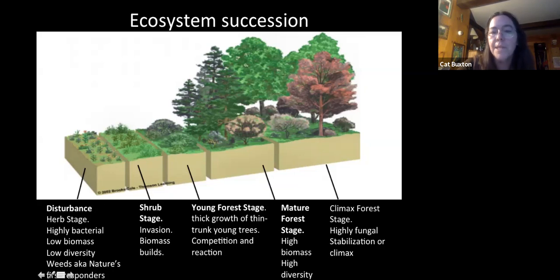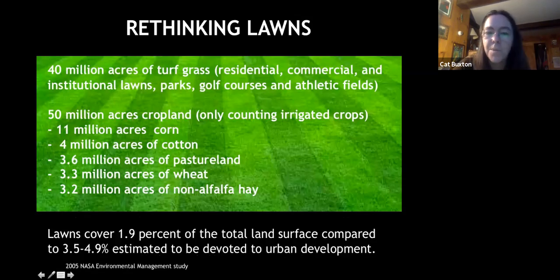All the way on the right side, you're looking at the climax forests, and everything in between is sort of listed there. And just in case you're wondering, all of my slides are going to be available in the email that follows up this event, plus this event is being recorded. So I'm happy for people to use my slides to get the word out there.